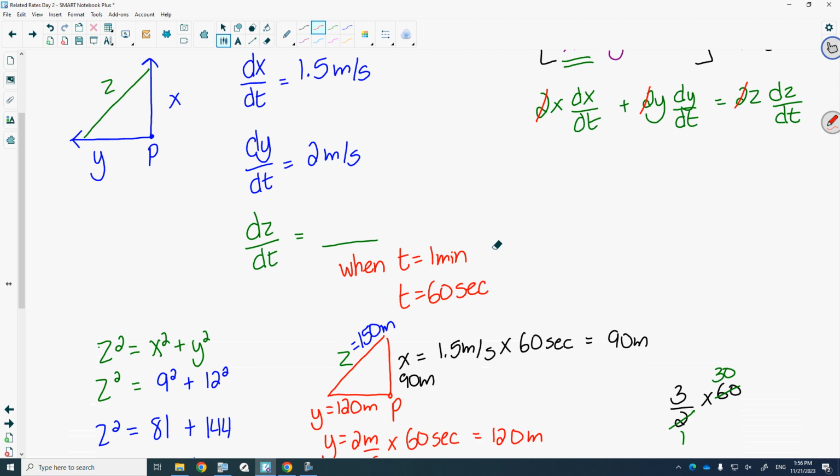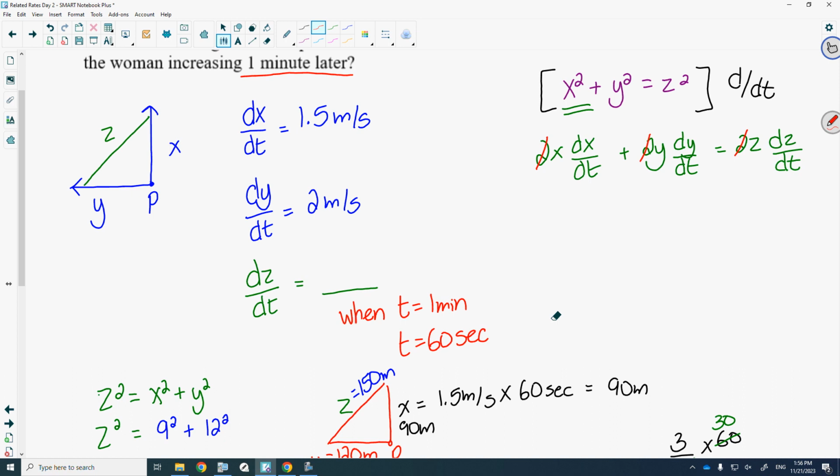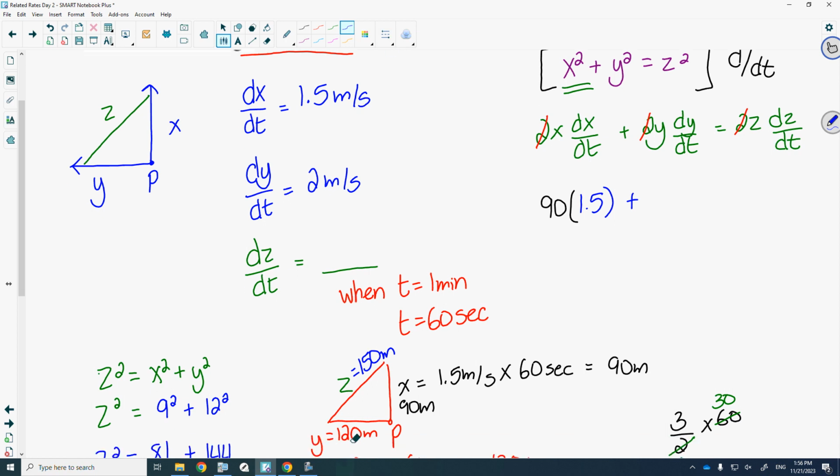x is 90. dx/dt is 1.5. Plus y was 120, so there's y. dy/dt is 2 equals z is 150, and we're trying to find dz/dt. 90 times 1.5.